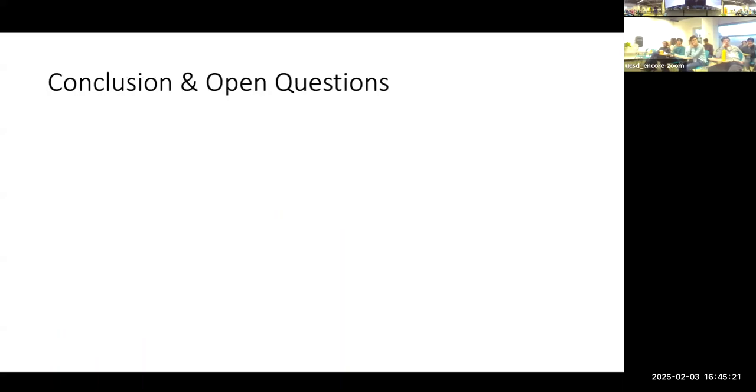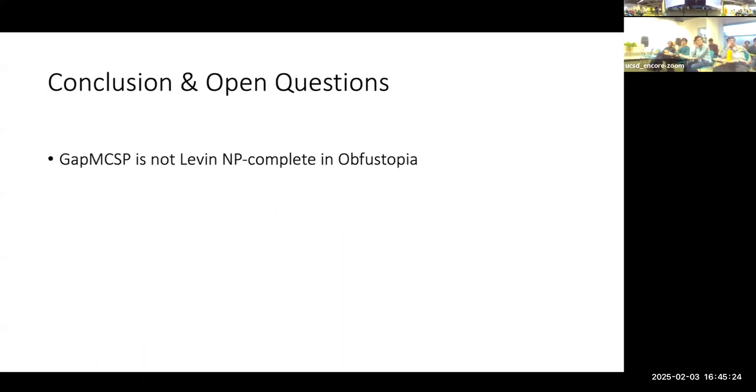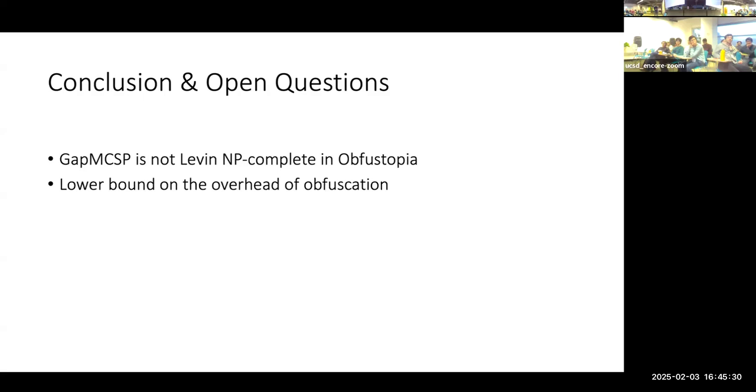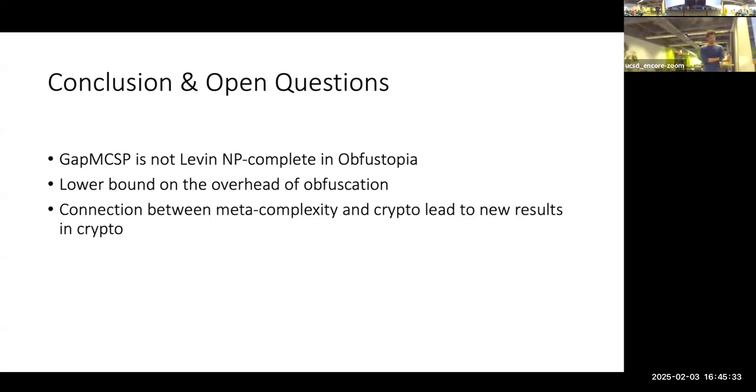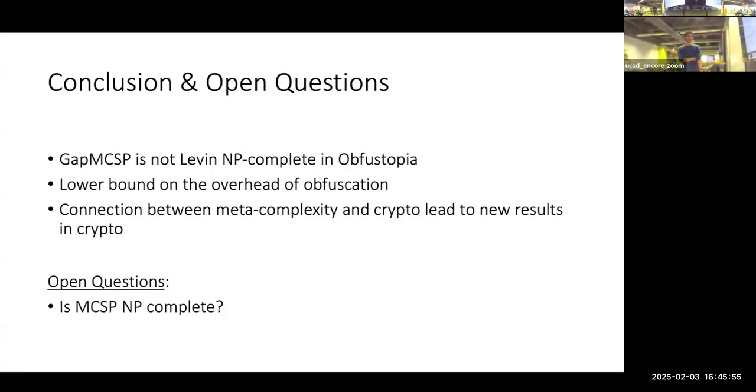Good. So to conclude, we showed a connection between GapMCSP and Levin reductions and NP-completeness of meta-complexity problems, and lower bounds on obfuscation. And the last thing I want to say is that in the end we got a result which is basically a crypto result. We used the connection between meta-complexity and crypto to get a result in cryptography that doesn't use meta-complexity at all. This is maybe interesting. And for open questions, the obvious ones are: is MCSP NP-complete, and do we live in a world with obfuscation?